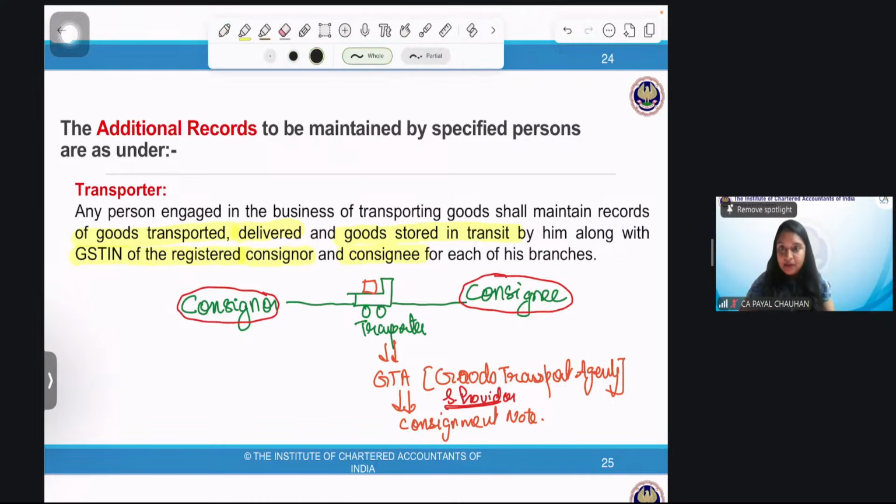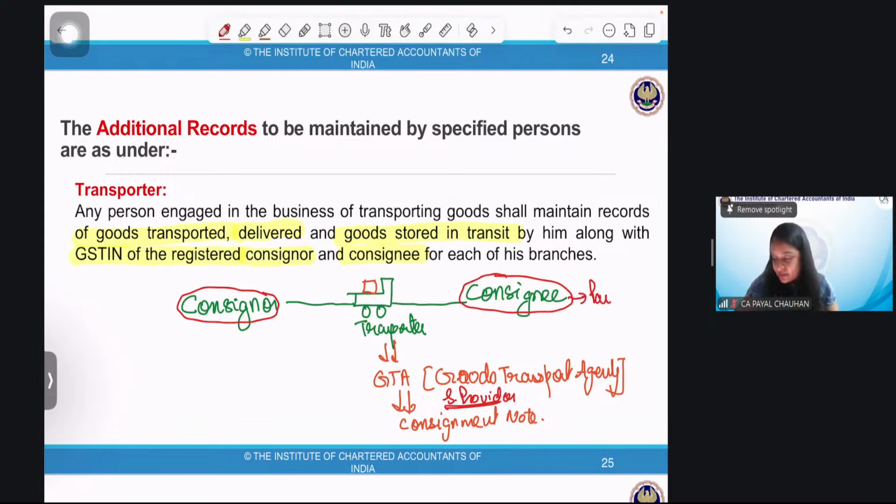For example, if Mustafa is paying the payment of GTA, then he'll be said to be the service recipient. On the contrary, if the consignor is paying the payment, then he'll be known as the service recipient. Did you understand? In this case, who is the service provider and who is the service recipient? Right?